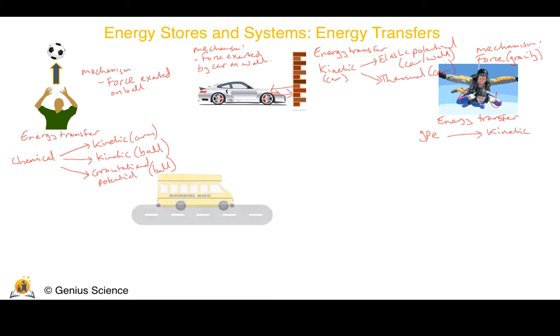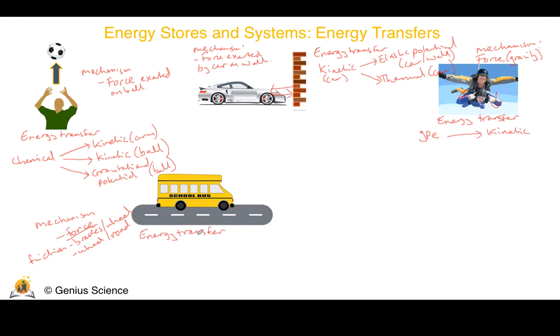Next up, we have an example of a vehicle slowing down, in this case a bus. The mechanism of energy transfer, again here, is a force, but it is a frictional force between the brakes and the wheels of the bus, and also the wheels and the road. The main energy transfer that takes place here is from the kinetic energy store of the wheels or the bus itself to the thermal energy store of the surroundings, in this case the air. And this is because thermal energy will dissipate due to the frictional forces that are being exerted.